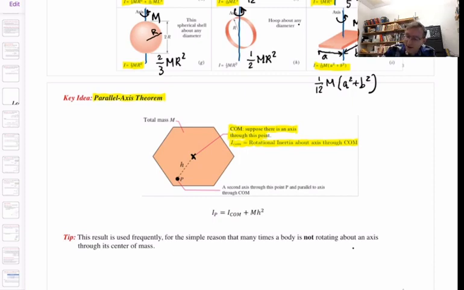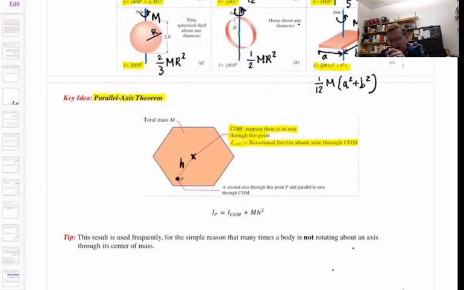But suppose what I actually have is not a vertical axis through the center of mass, but a vertical axis through this point P, where that big black dot is. And that axis is displaced over to the side from the center. And we need to know how far it's displaced, by a distance we're calling h.